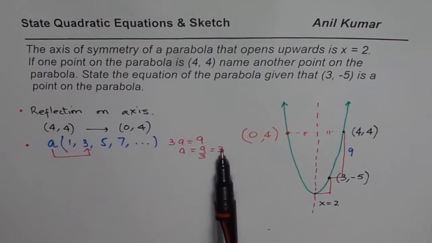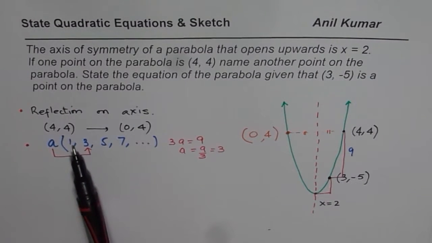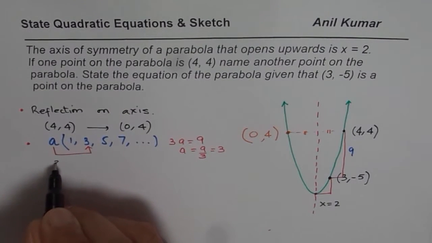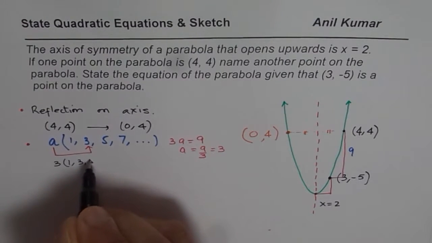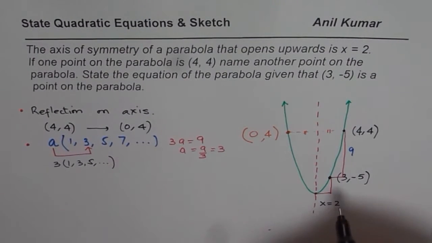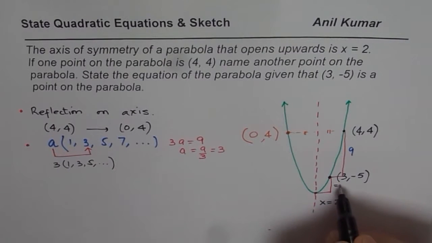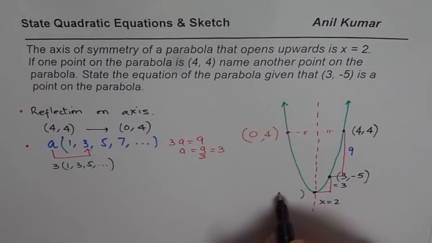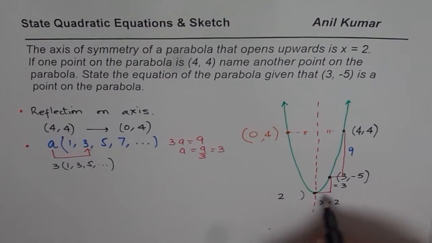So we basically can get that step. And if a is 3, then what is the first step? If I write a as 3, in that case, I can write a as 3 times 1, 3, 5, 7, and so on. So the first step should also be 3 times 1. So this step should be 3. This is 9. If this step is 3, then what is the vertex? 3 less than minus 5. So I could write this vertex now as (2, -8), since minus 5 minus 3 is minus 8. Do you get the idea?